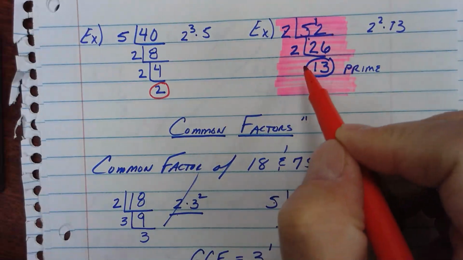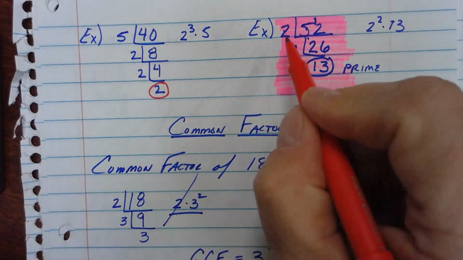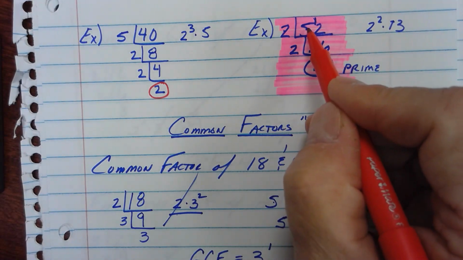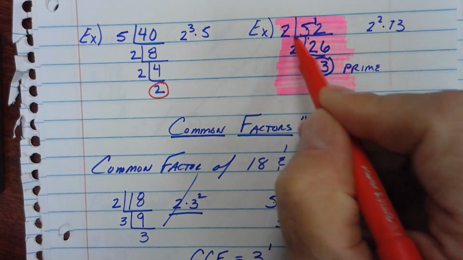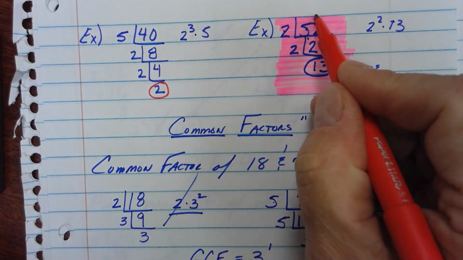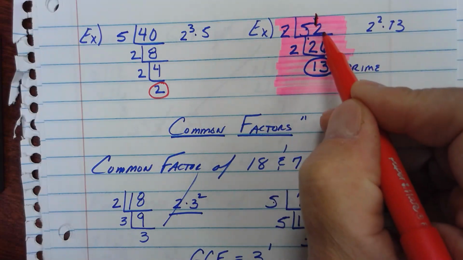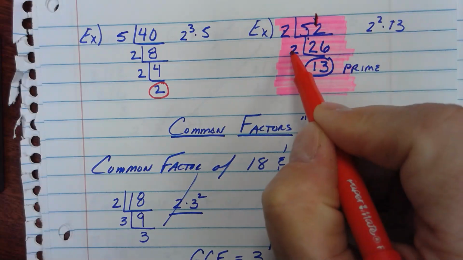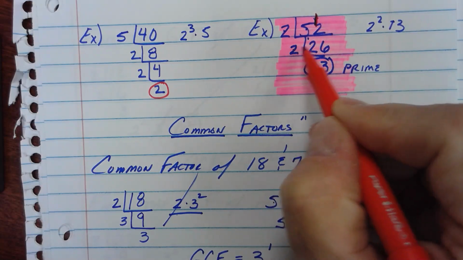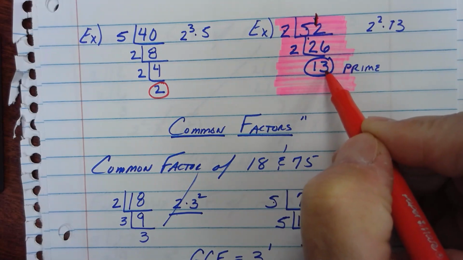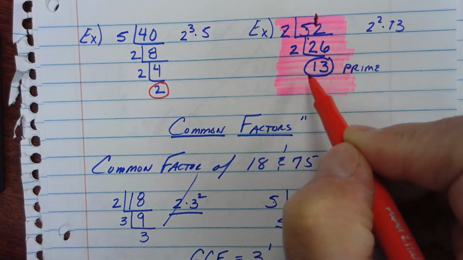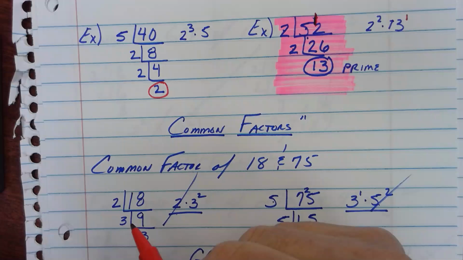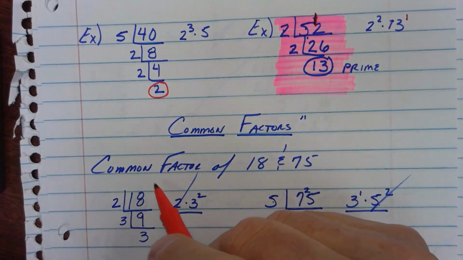2 into 52 is going to give us another one of those borrowing situations, or carry situations, I should say. 2 into 5 goes 2 times, but 2 times 2 is 4. It's not 5, so there is 1 left over. And that 1 and the 2 that's there makes 12, so 2 into 12 makes 6. 2 into 2 goes 1 time. 2 into 6 is 3. Again, this is a prime number, so I know I'm done. 2 factors of 2 times 1 factor of 13.